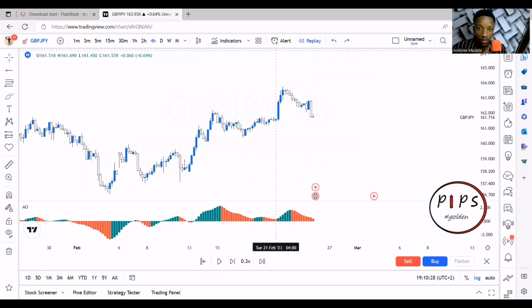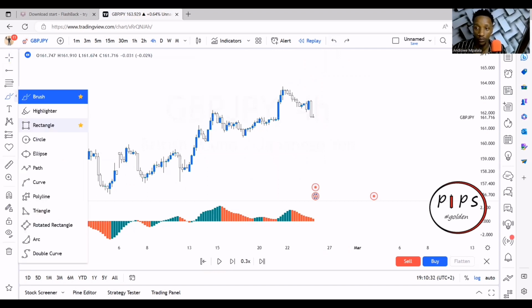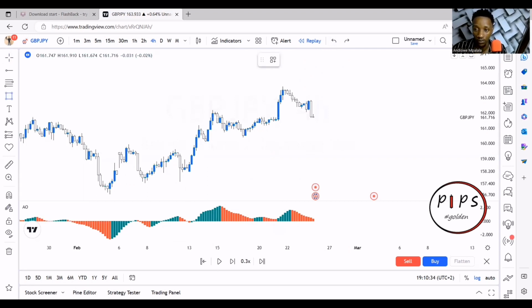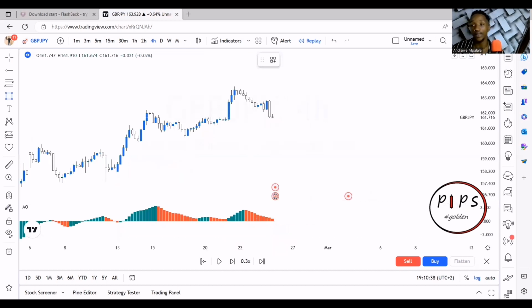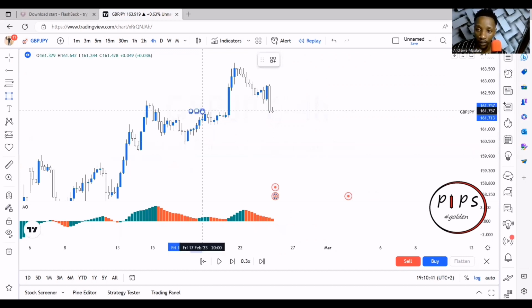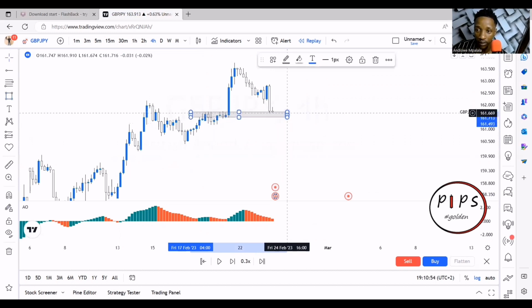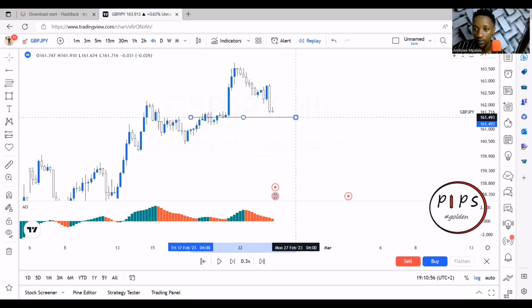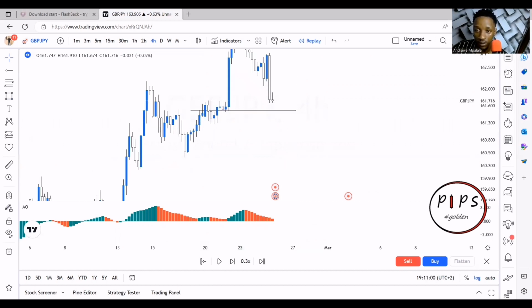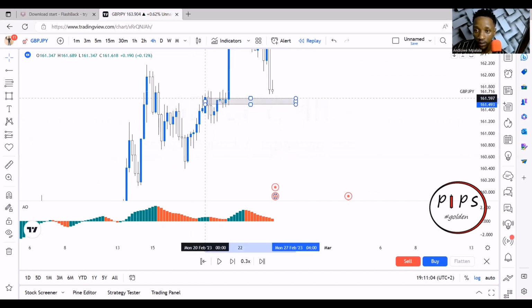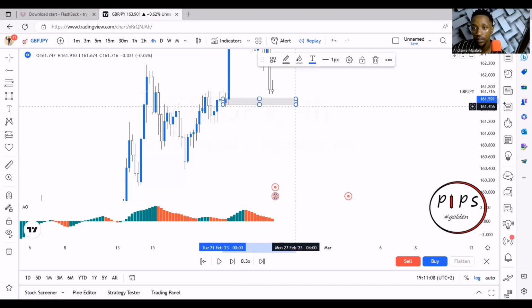So what is the first thing we do? What we do is we go straight to looking for our supply and demand areas, and we can already see that this right here is our demand area. For our demand area, let's just make that a little bit accurate right there. So this is for our demand area.